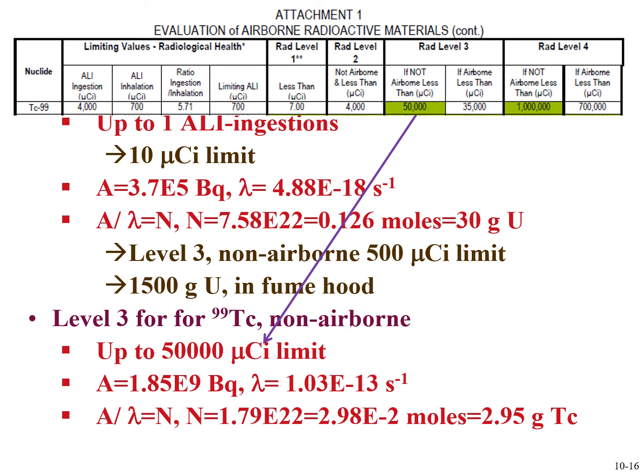One of the reasons that the ALI limit is so high is also coupled with the biological behavior of technetium as pertechnetate. Ingested, it is readily passed, which is one reason that it's used in radiopharmaceuticals. So we can see that we have a value of 50,000 microcuries. We run our calculation. We convert that to becquerel. We use the decay constant for technetium-99. We get 1.8 times 10 to the 22 atoms, so many moles, and it actually works out to be about 3 grams of technetium. So we can work with up to 3 grams of technetium in non-airborne condition in our hoods.